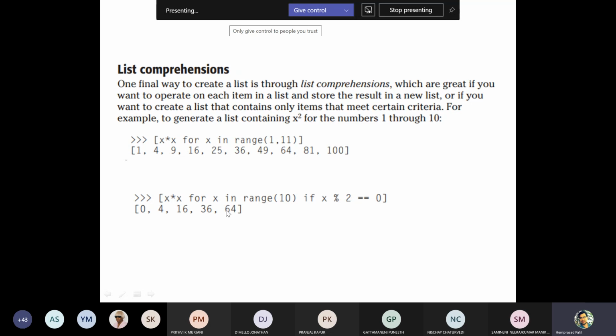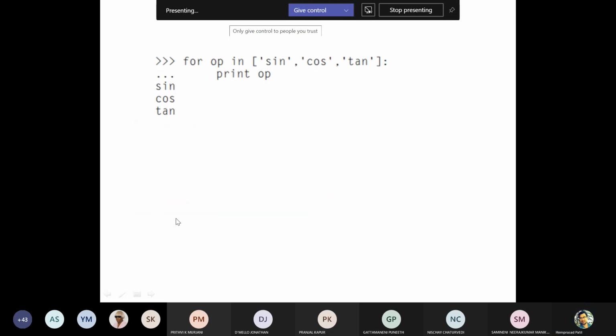And if you want to retain only even numbers, even squares, then that is also possible. If the number is even, then only find the square. That is also possible. Then for OP in sin cos tan colon, print OP. Suppose this is the for loop where the print function is written. Then what will this for loop get? Each element. So for the first iteration, it will get sin. OP value will be sin. It will print it. Next iteration, it will get cos. Next tan. Okay, one by one, it will print the elements of this list.